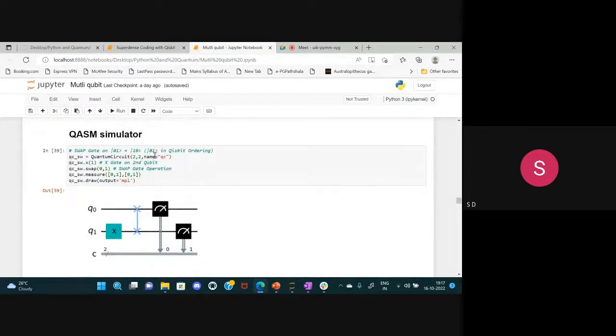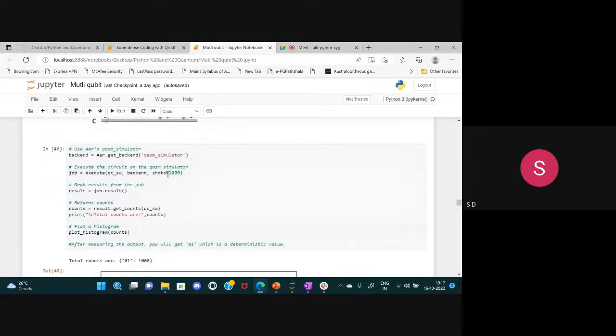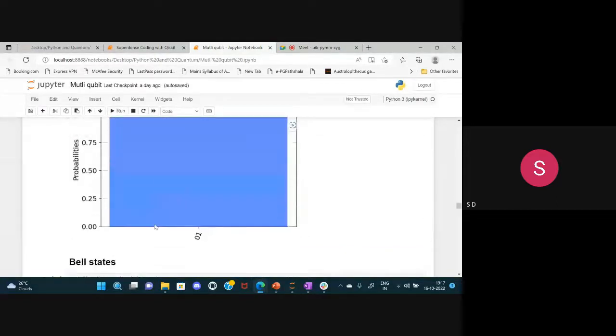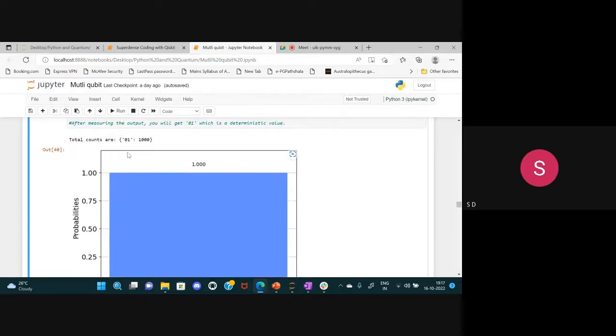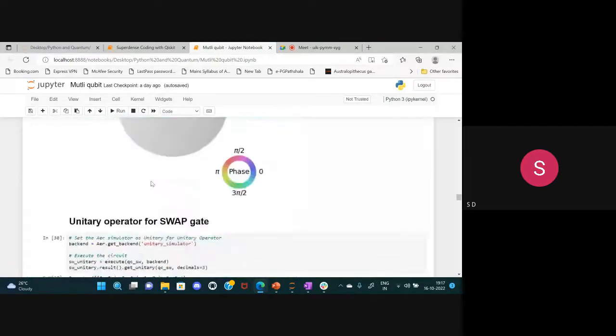For the quantum simulator, you need to use measure, or you can use measure all. We discussed this in the morning session, the CX gate. We are running this with shots equal to 1,000, so we run it 1,000 times, and we are getting 0 1. After running 1,000 times, we get 0 1 only. So there are no random measurements. We got 0 1 exactly. So this is all about the quantum swap gate.